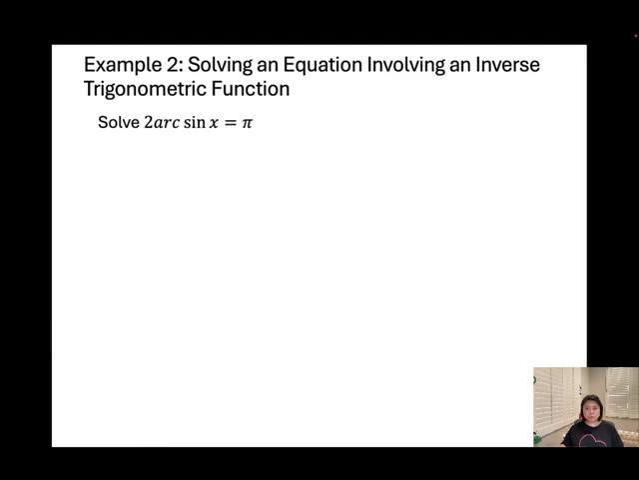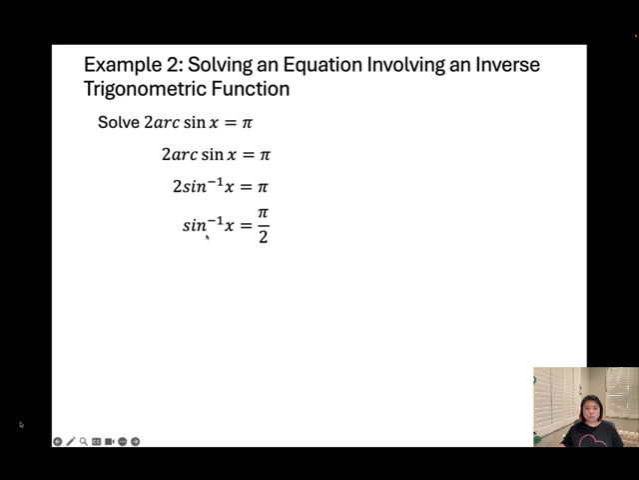Example 2, solving an equation involving an inverse trigonometric function. So we want to solve for x in here, and we do have the arc sine. Another way to write the arc sine, we could put 2 inverse sine of x equal to pi. This is exactly the same thing, arc sine of x or inverse sine of x. And now we're going to divide both sides by 2.